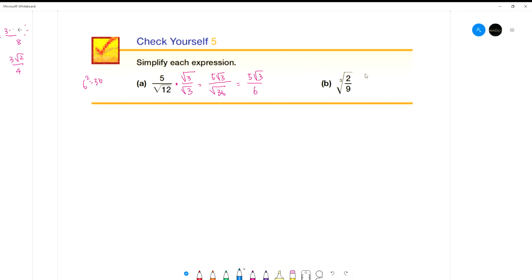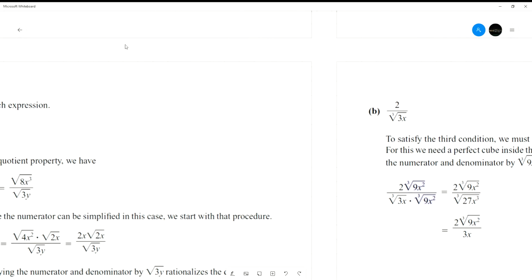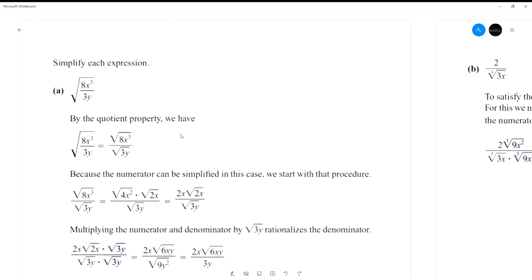For the next one, you separate these, right? So let's do that down here. The smallest cube is 27. So I'm going to multiply this by the cube root of 3. That way I get cube root of 27 in the denominator. Numerator is cube root of 2 times 3, which is 6. You can't simplify the numerator, but the denominator becomes 3. Right? Pretty easy, I hope. Let's look at some variables now.